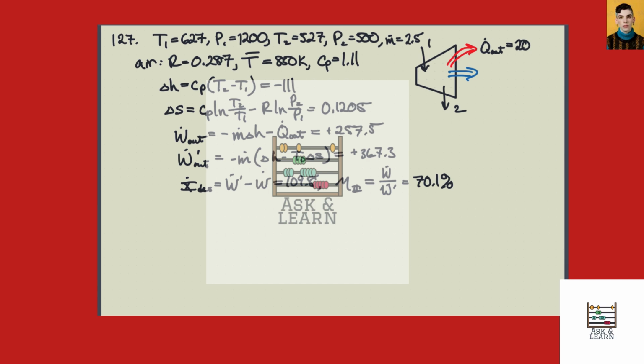All right. Okay, so let's see here. I need the exergy destroyed. Well, the exergy destroyed is just what we could have gotten out in a reversible way, minus what we actually got out, and that's 109.8 kilowatts. And then the second law efficiency is just this divided by this, and that's 70.1%.